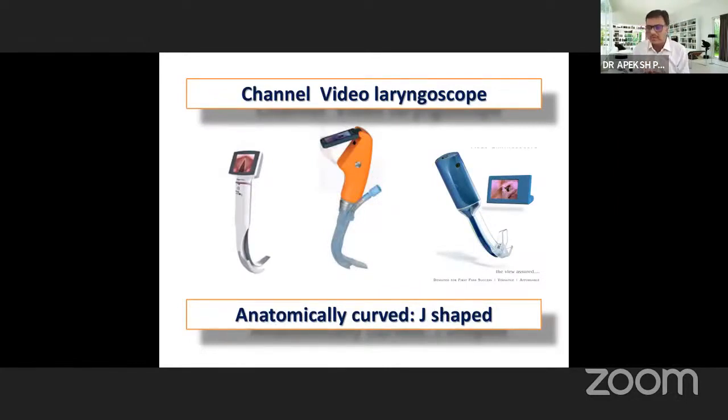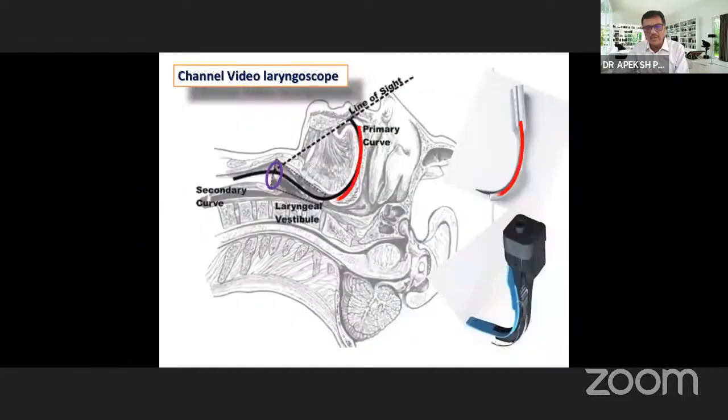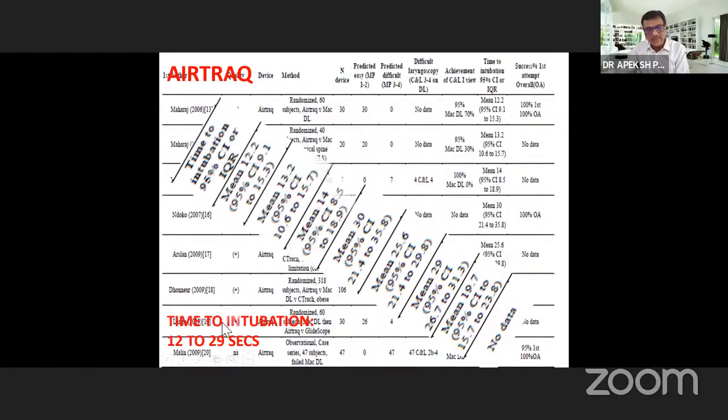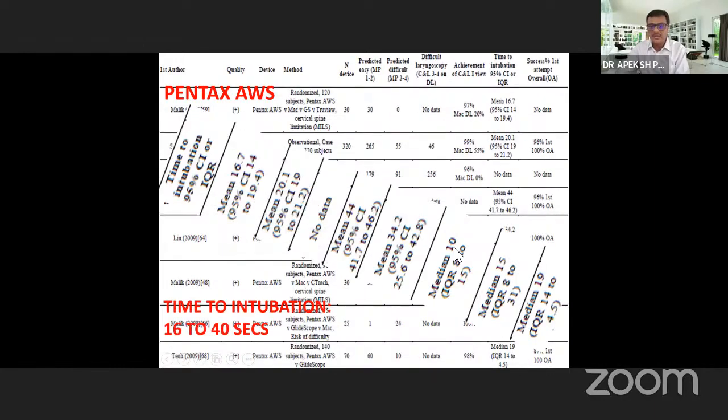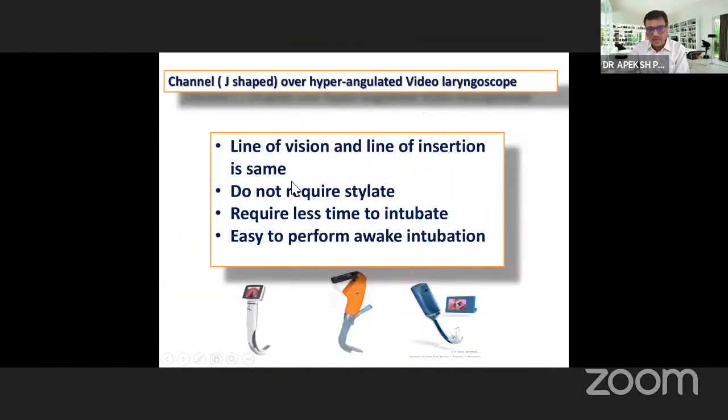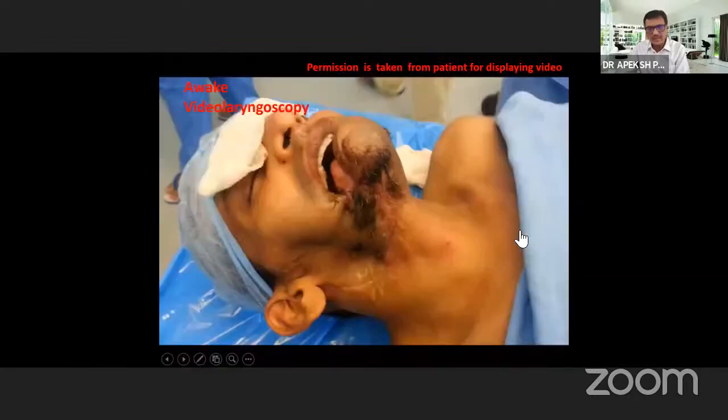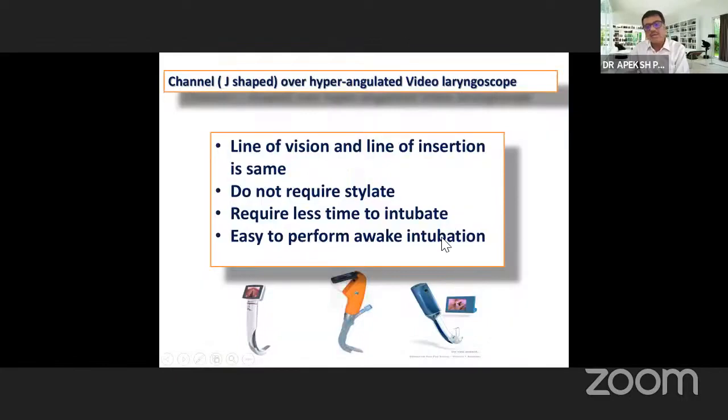To overcome that, a few companies came out with a slide slot on the laryngoscope. That's called a channel video laryngoscope. With the channel video laryngoscope, the line of vision and line of insertion become one. That decreases the time to intubation, and you do not require a stylet. So the time to intubation is comparable with direct laryngoscopy. The advantages of the channel video laryngoscope over the hyperangulated blade: it makes the line of vision and line of insertion one, does not require a stylet, requires less time to intubate, and you can perform awake intubation.